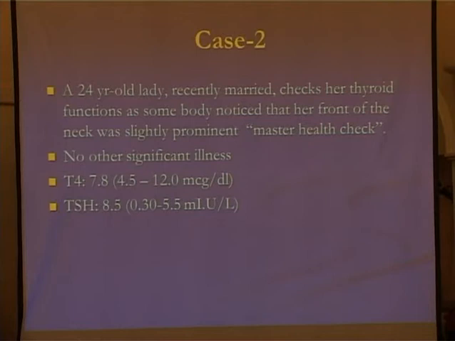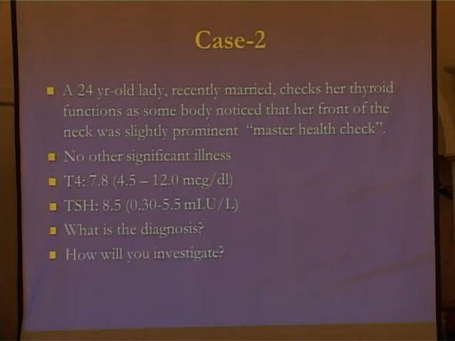Now going to the second case, a 24-year-old lady. Instead of that unmarried lady, we now have a married lady, who checks her thyroid functions because somebody noticed that her neck was slightly more prominent. She undergoes a master health checkup, and she has no other illness. Her thyroid T4 is normal, that is within the range of the lab. See the TSH. How did this come about? What is the diagnosis?